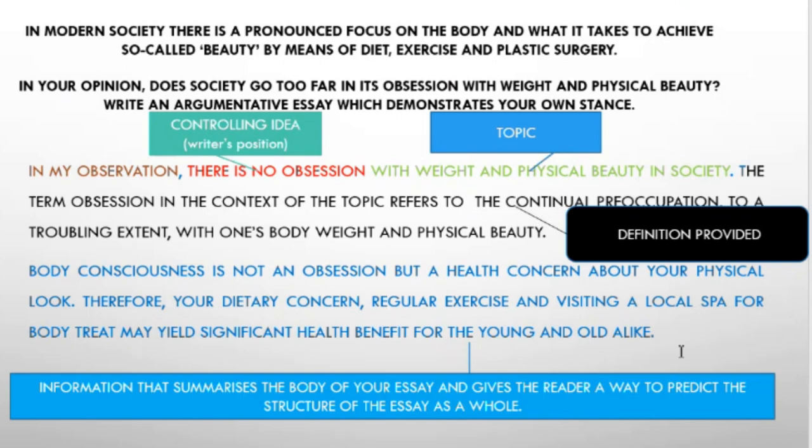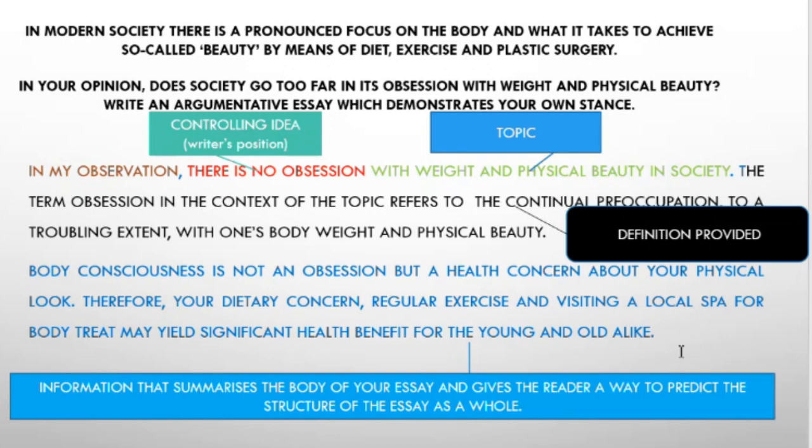But this student goes on to give us a summary of ideas that help the reader predict what to expect in the body of the essay. Look at the writing in blue, where the student says body consciousness is not an obsession, but a health concern about your physical look. Therefore, your dietary concern. So if you have a dietary concern, if you do regular exercises, if you visit a local spa for body treatment, all of these things, when you do them, they are for the benefit of your body. It doesn't mean that you are obsessed with weight and physical beauty at all.